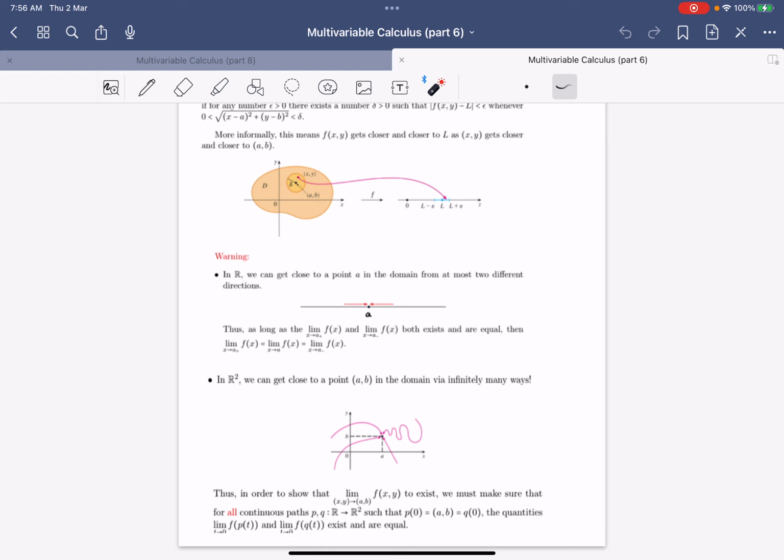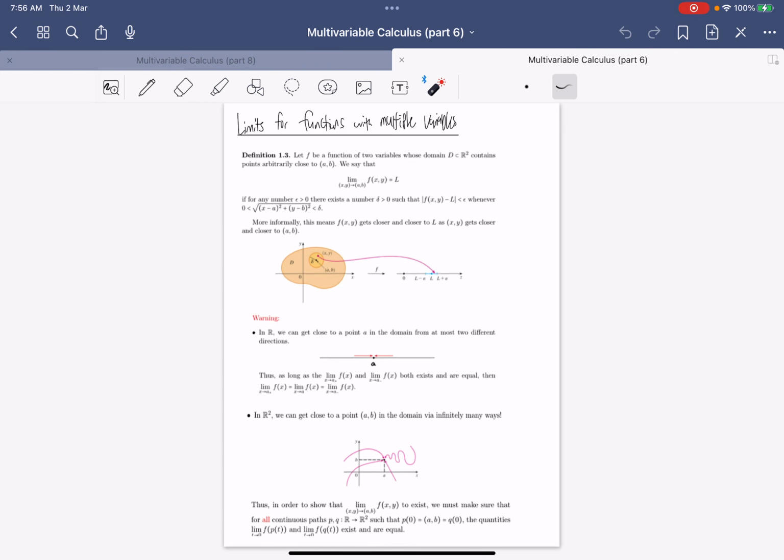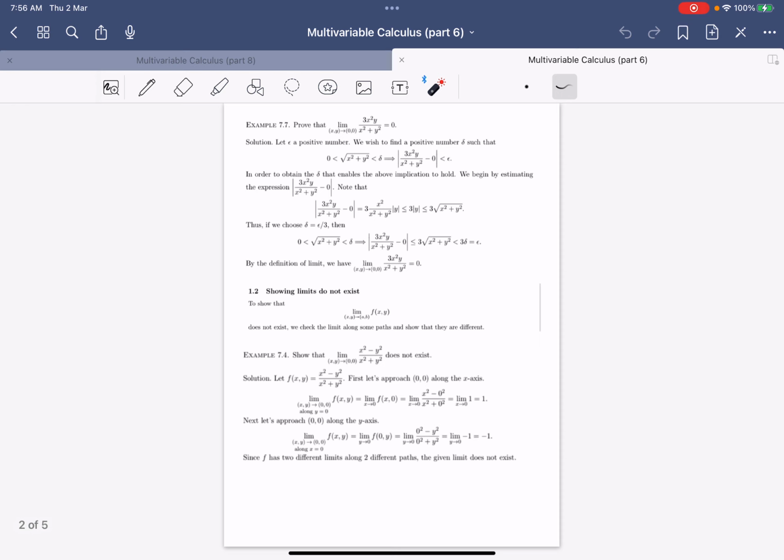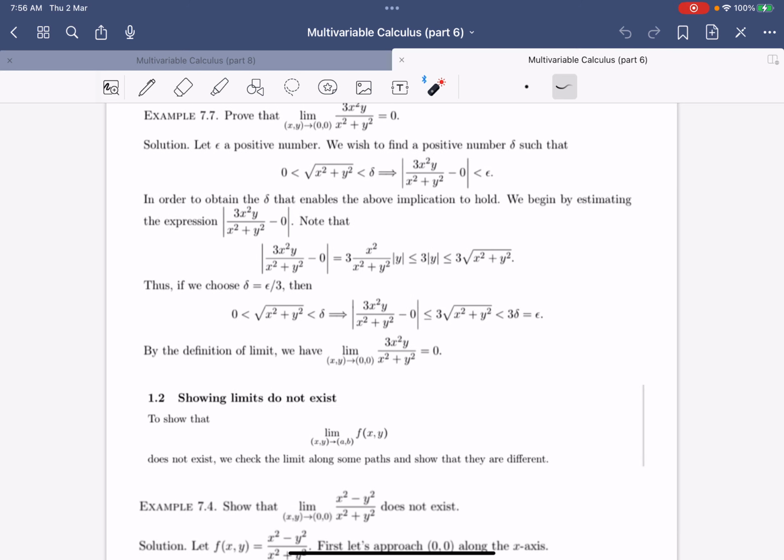But when you are dealing with multiple variables in higher dimensions, you can go to the point (a, b) in infinitely many ways, because you can go along any path. And so to show that a limit exists, it is not good enough to show two paths have the same limit. You have to make sure that all the continuous paths have the same limit. So we will take a look at some examples and then you'll get to understand how we play around with limits.